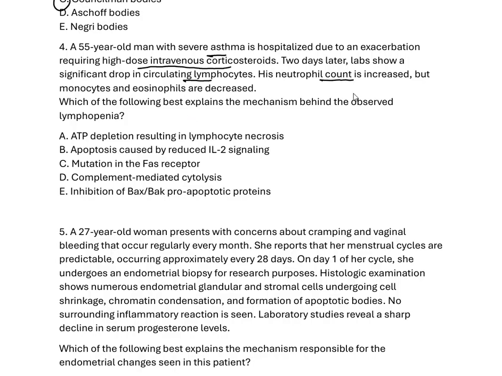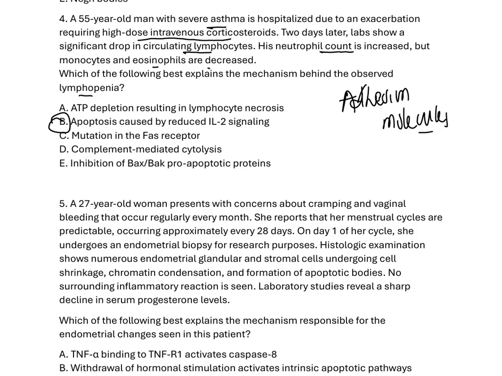Its neutrophil count is increased. Why? Very good, because corticosteroid inhibits adhesion molecules. So by inhibiting your adhesion molecules, right, that will lead to what? Increase in circulating neutrophils. But the monocytes and eosinophils are decreased. Why? Because of sequestration in the lymph node. Which of the following best explains the mechanism behind the observed lymphopenia? So I already explained this. So it's apoptosis, right, caused by reducing interleukin 2 signal. And let's go to the last question.